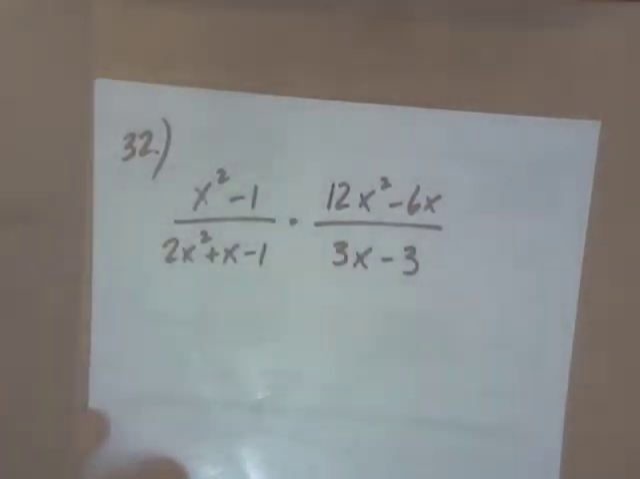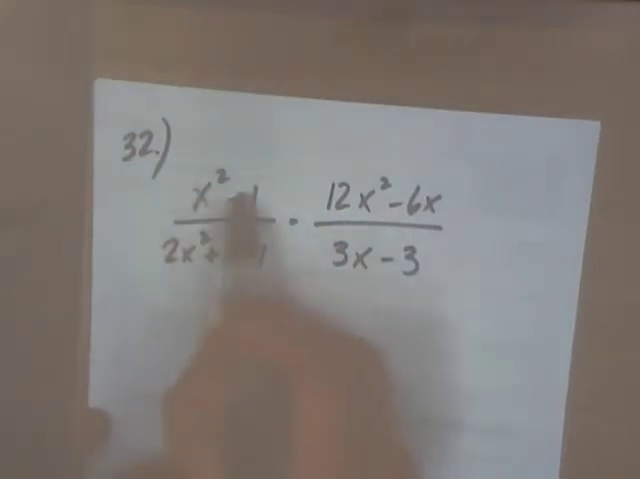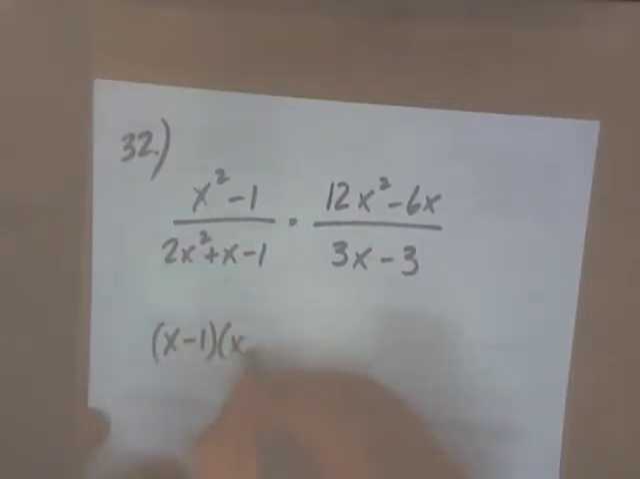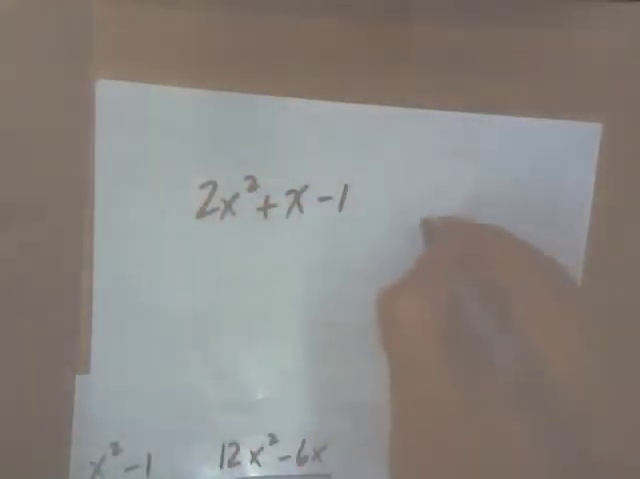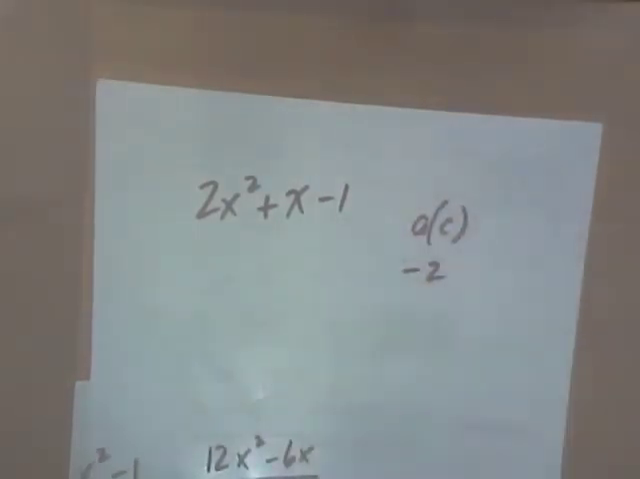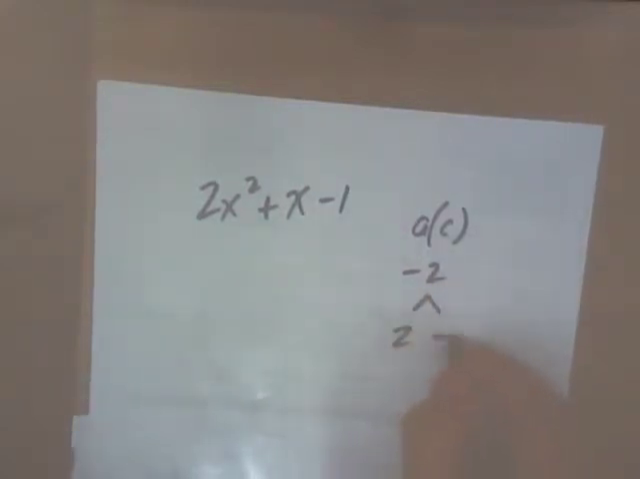Alright, so what we need to do is factor everything. What's the first numerator factor into? X minus 1, x plus 1. Anybody factor the first denominator? Wouldn't that be like A times C? Yeah, A times C. Alright, let's do that. A times C is negative 2. Two numbers that multiply to negative 2 but add up to 1: negative 1 and 2, good.